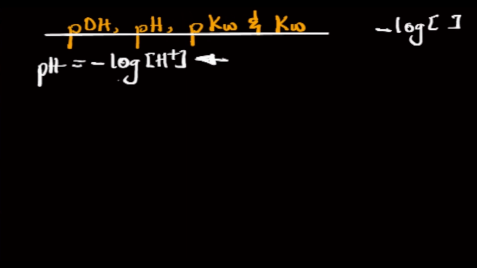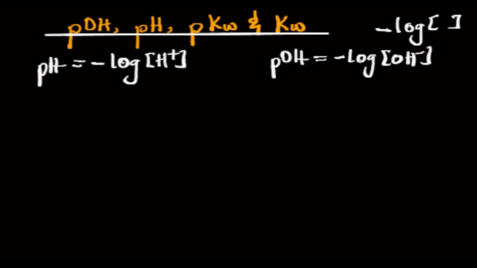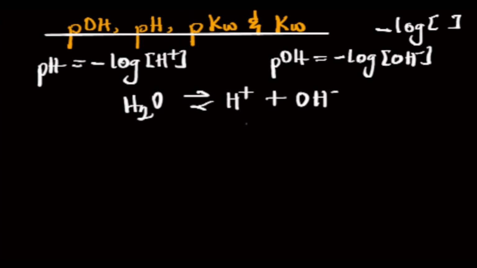We have pH equal to the negative logarithm of the hydrogen ion concentration, and then we also have pOH equal to the negative logarithm of the hydroxide ion concentration. pOH is mostly used for bases, actually. Now let's say we have a scenario whereby we have a water molecule that dissociates into a hydrogen ion and also a hydroxide ion, as you can see in this case.